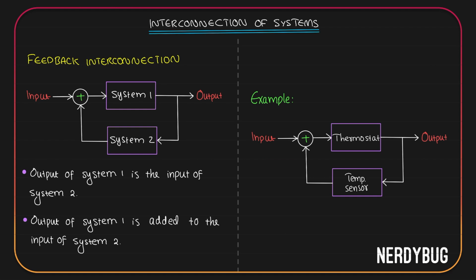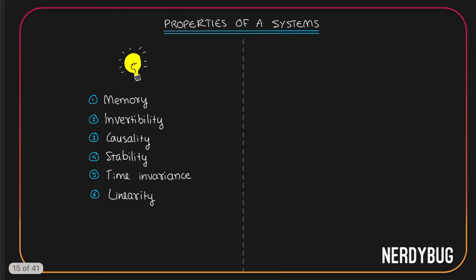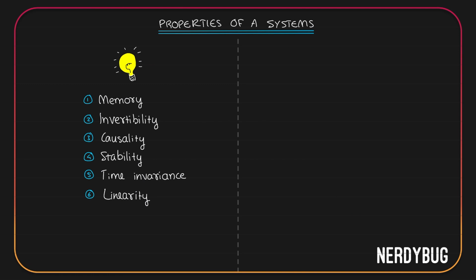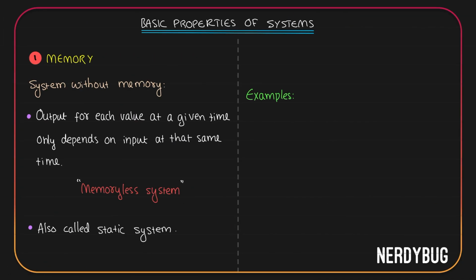Now that we are all good with systems, let's learn some basic properties of systems. We will learn memory, invertibility, causality, stability, time invariance, and linearity. Let us start with memory. A system without memory can be defined like this: output for each value at a given time only depends on the input at that same time.